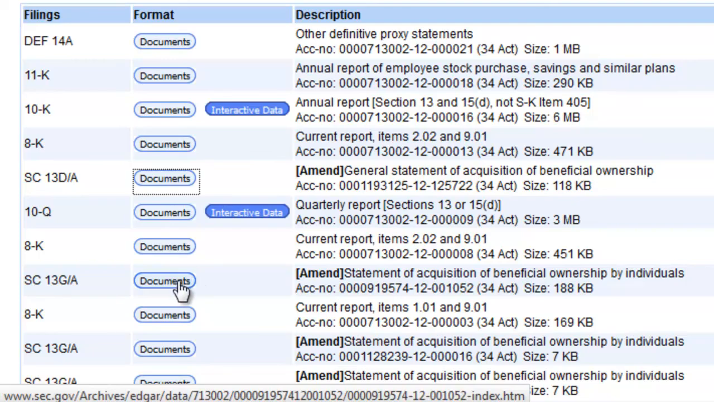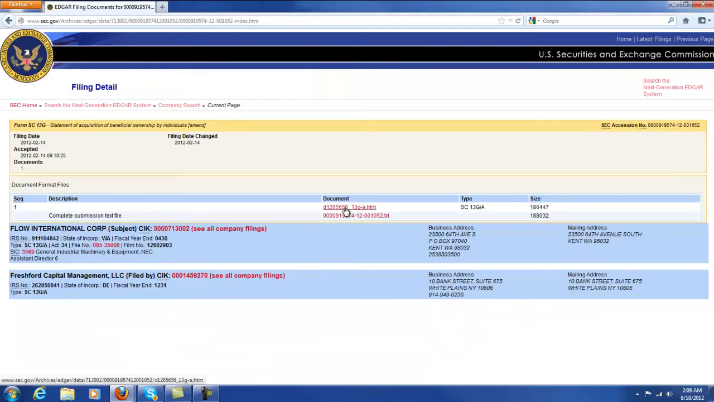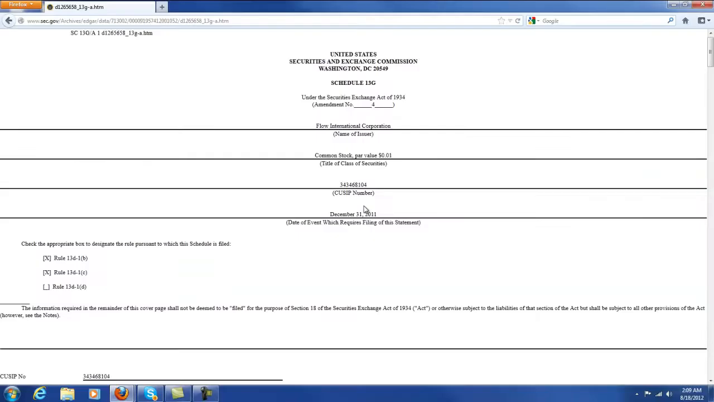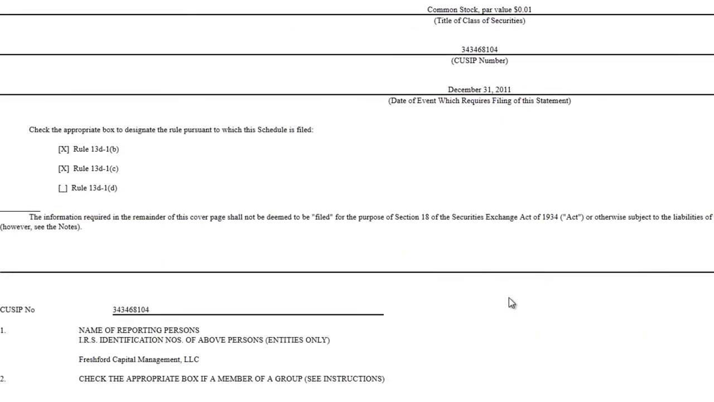So let's take a look at it. Again, I can also see what company is filing it here even before accessing the form itself. So this is what the form looks like.